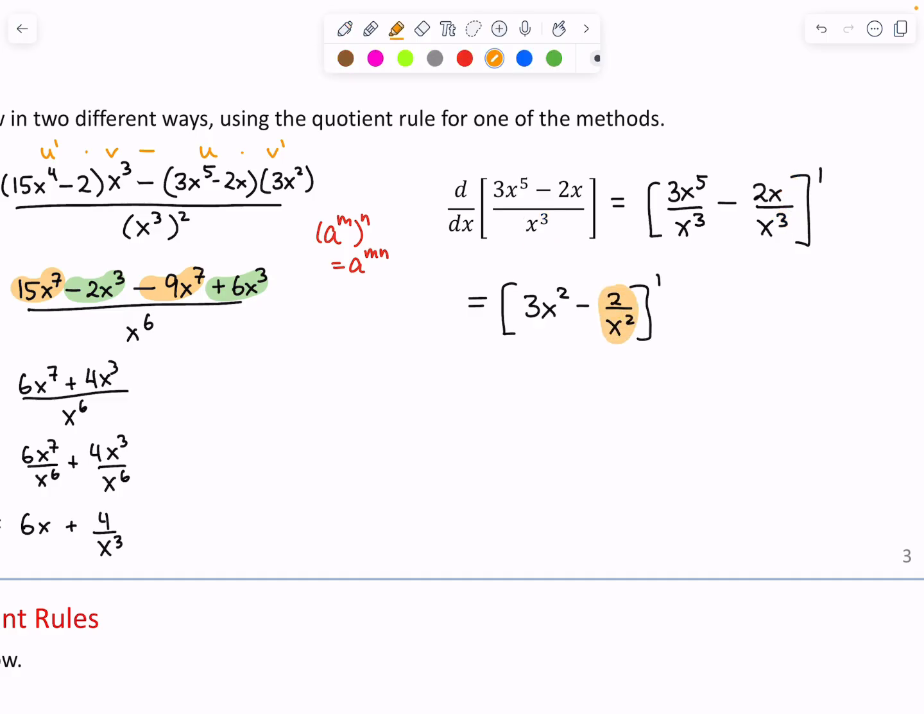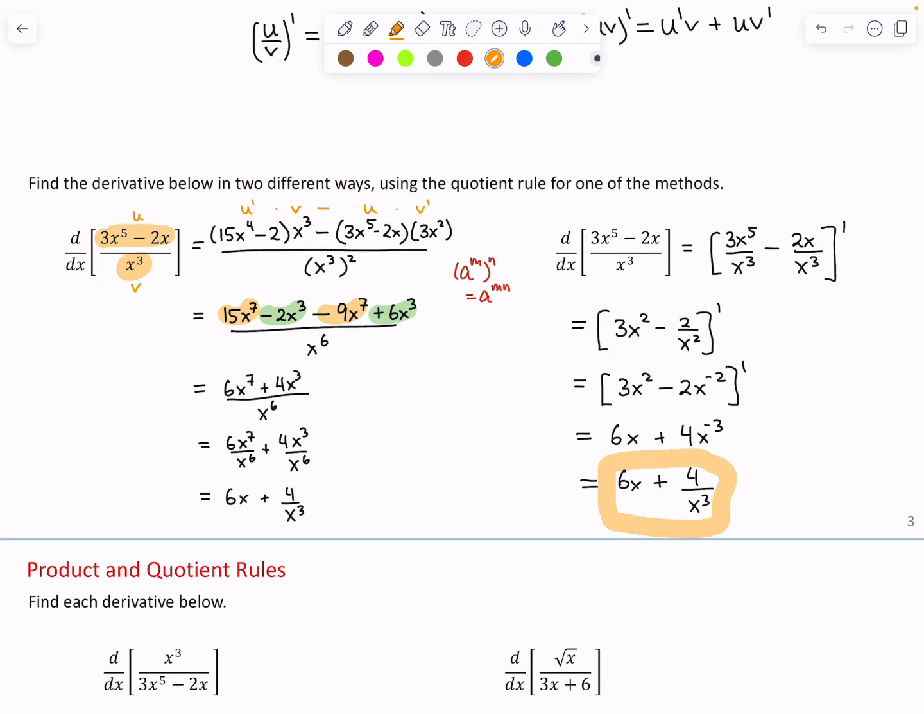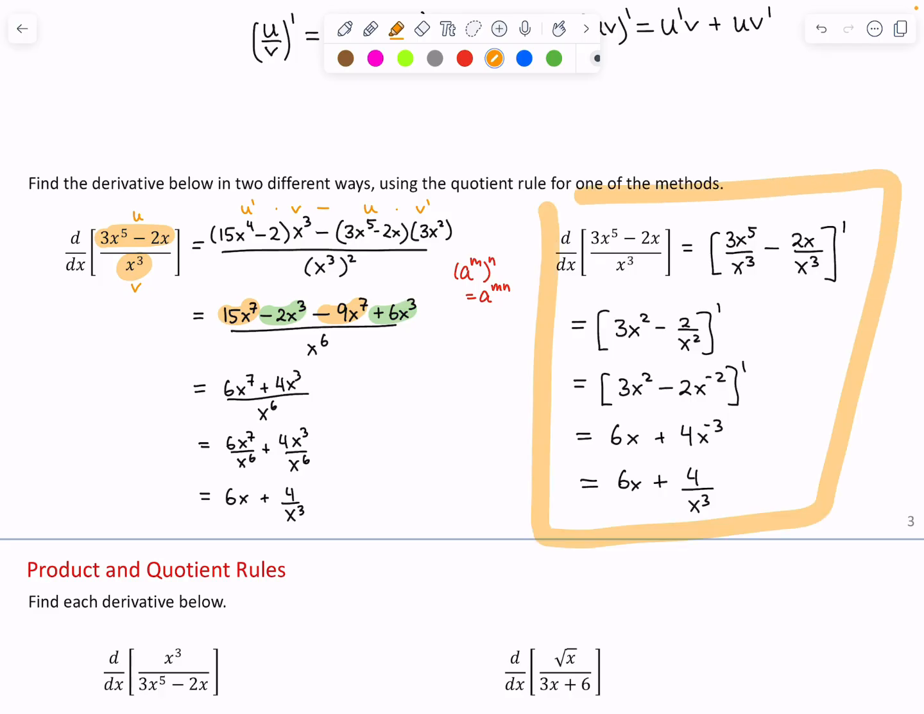I'm going to write this, though, with a negative power so that I can use the power rule. So we have 3x squared minus 2x to the minus 2. Now I'm ready to differentiate both these terms at the same time using the power rule. So we get 6x is the derivative of the first term, and then minus, and then the derivative of the second term. This negative 2 will multiply to that negative 2, giving us a positive 4 coefficient. And the new power will drop to minus 3. And in the end, this is 6x plus 4 over x cubed. And the result we got here matches the result we got using the quotient rule. This is again a situation where I actually prefer this second method. But if I use the quotient rule, you should get the same result.